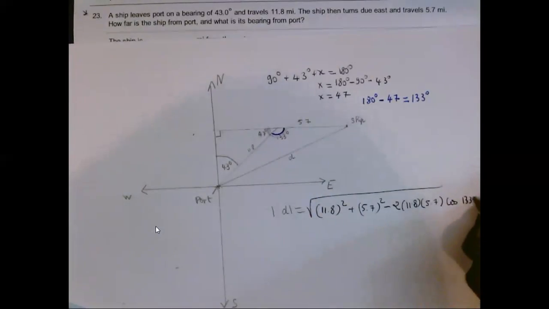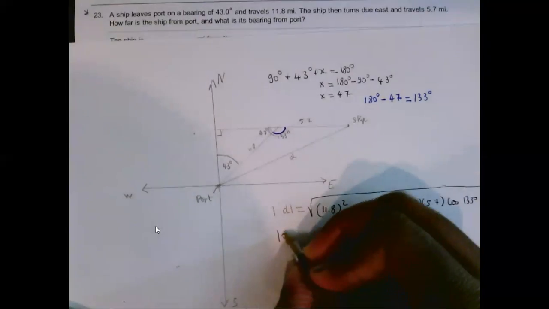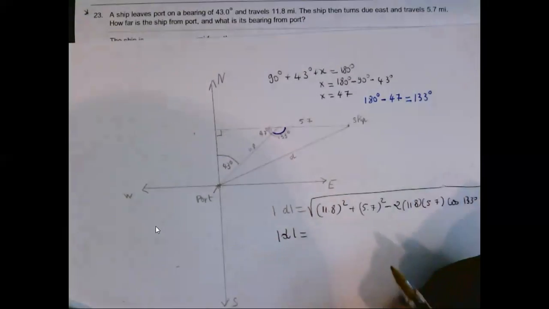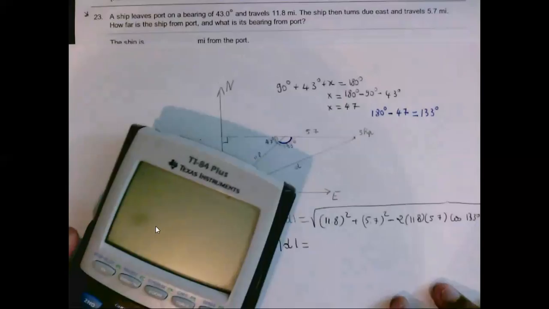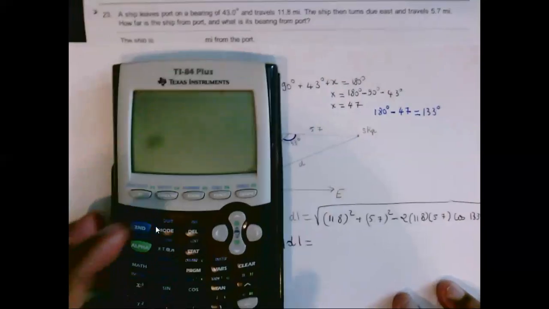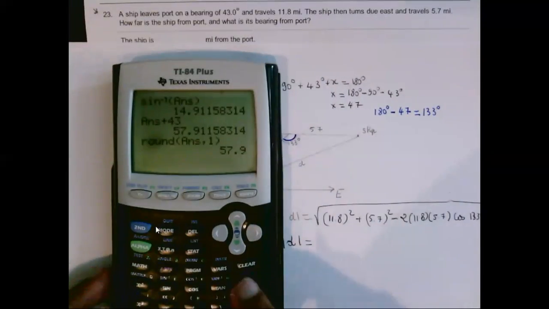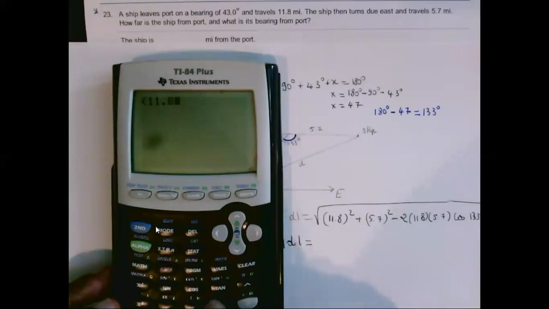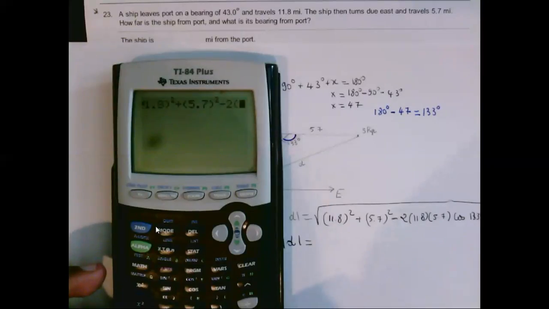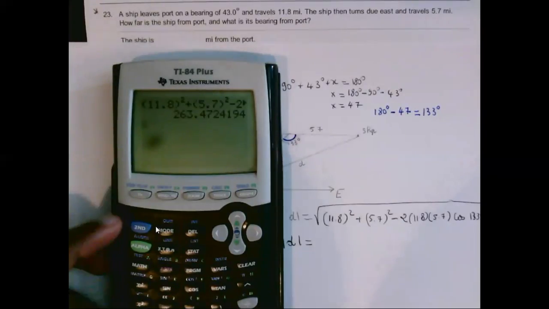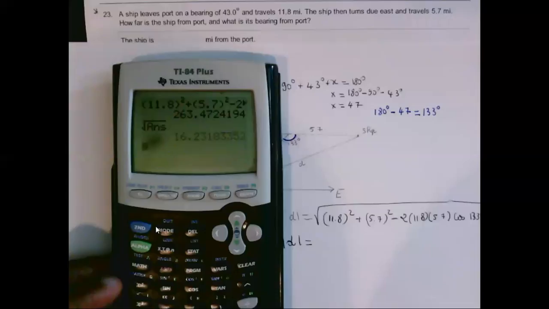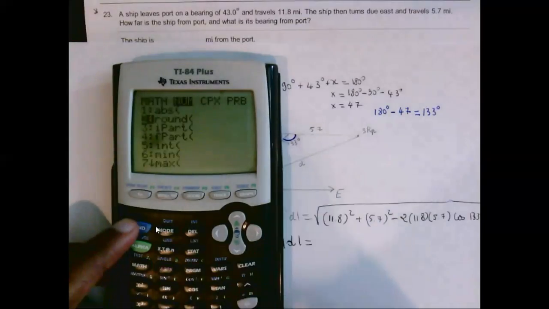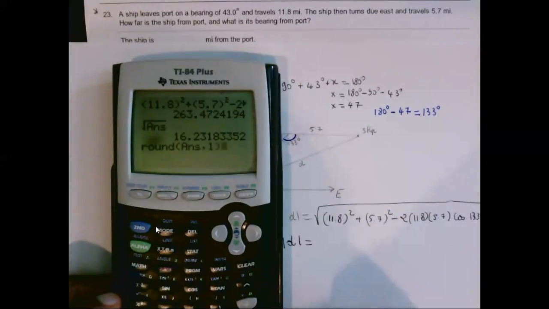So the distance will be equal to, and let's say to round it to the nearest tenth. So I use my calculator. I always start with whatever is inside: 11.8 squared plus 5.7 squared minus 2 times 11.8 times 5.7 times cosine of 133 equals that, and I take the square root of my answer, equals that, and then I round it to the nearest tenth, equals 16.2 miles. Now that I finished it, this is the distance d.